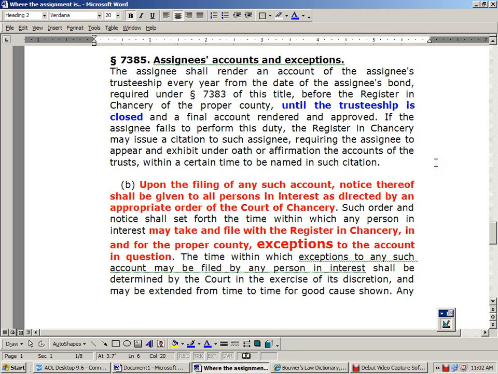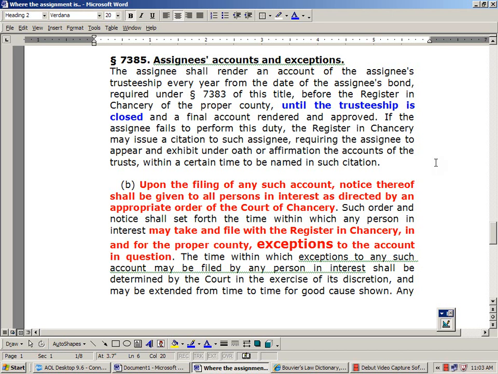"Assignees' accounts and exceptions. The assignee shall render an account of the assignee's trusteeship every year from the date of the assignee's bond required under this title before the register in chancery of the proper county." So now we're talking about the guy who gave the bond, and he has the trusteeship. So every year that they have this, they have to go and render an account until the trusteeship is closed. So how much money does that account make in the year? They have to come and put it in the record, and a final account rendered and approved. "If the assignee fails to perform this duty, the register in chancery may issue a citation to such assignee requiring the assignee to appear and exhibit under oath or affirmation accounts of the trust within a certain time to be named in such citation."